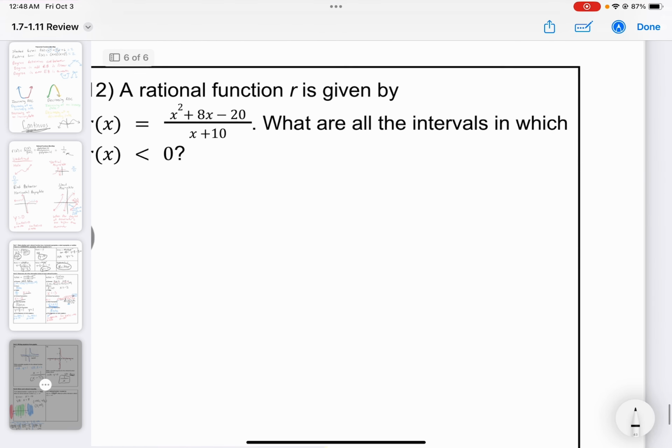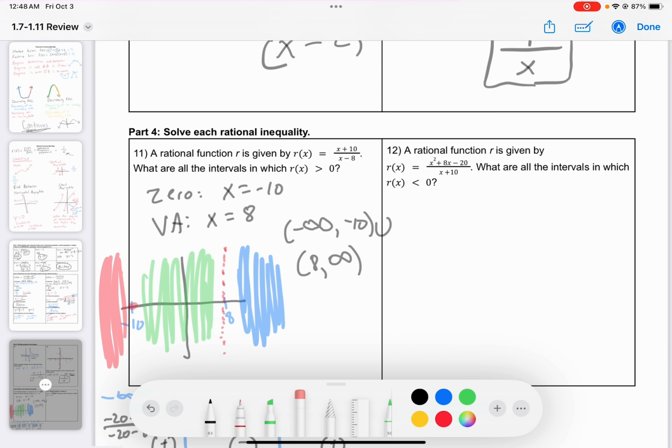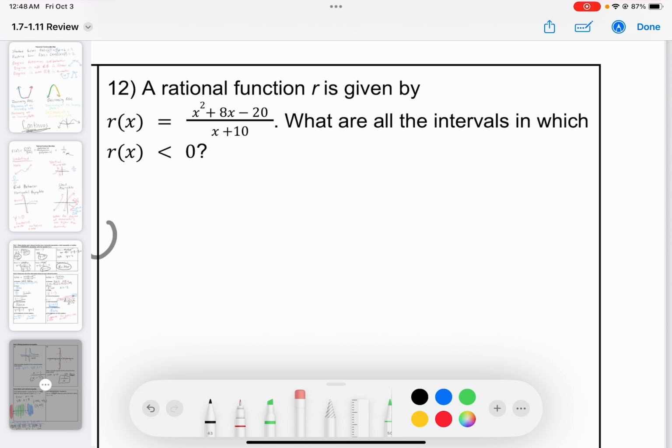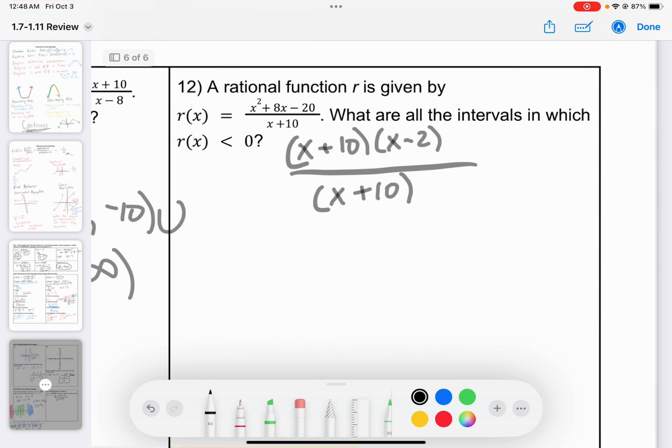All right, let's try this one. I don't remember doing any questions like that in our notes. I don't know. All right, a rational function r is given as this. What are the intervals in which it is less than 0? Well, let's convert this to factored form in the top, and we're going to get x plus 10 times x. I'm tired, y'all. Hopefully I'm not making mistakes. Over x plus 10.